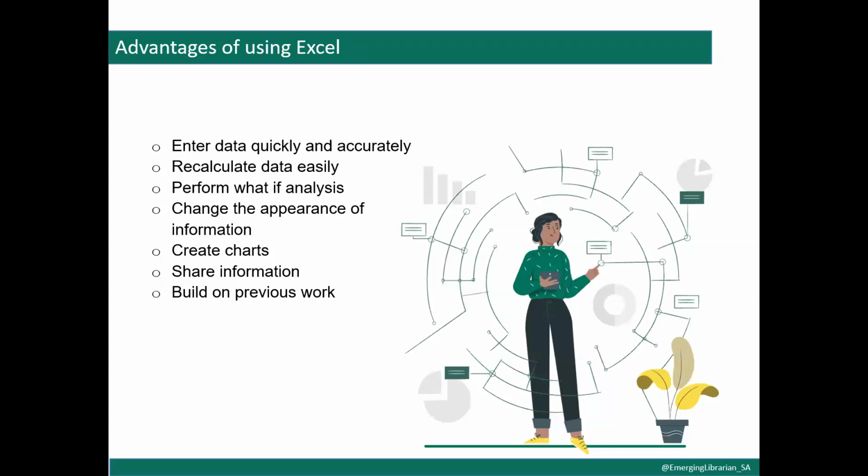Perform what-if analysis. Then you can still have the what-if scenarios to determine some of the things that you want to change in your libraries. There is a what-if analysis in Excel that you can use in your libraries. Change the appearance of information. If your information was this last year and this year you want to change it to a better view or a better display, you can still visit your workbook and then change the appearance of that information.